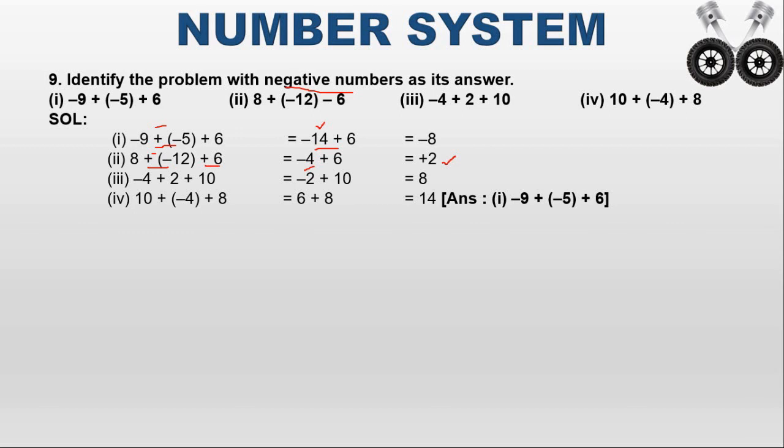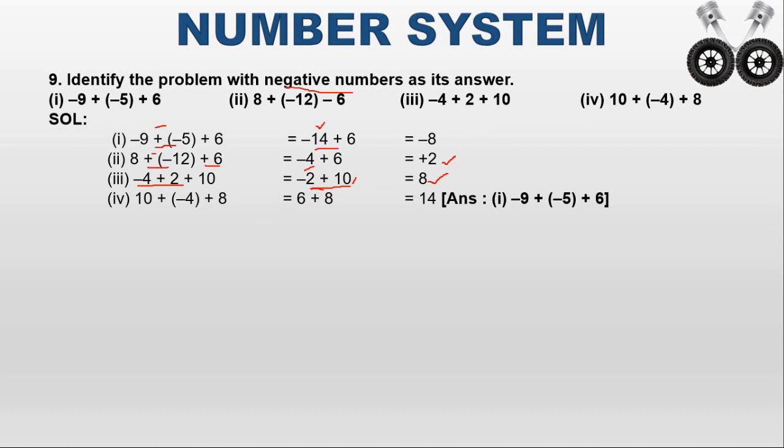Minus 4 plus 2 plus 10. So first we have to add the first two integers. These two integers are having the different sign. That means we have to subtract. 4 minus 2, the answer is 2. Then we have to put the biggest number's sign, minus. So minus 2 plus 10. So here these two numbers are having the different sign. That means we have to subtract. So 10 minus 2 is 8. Which is the biggest number? 10 is the biggest number. What is the sign? Positive. So the answer is plus 8.